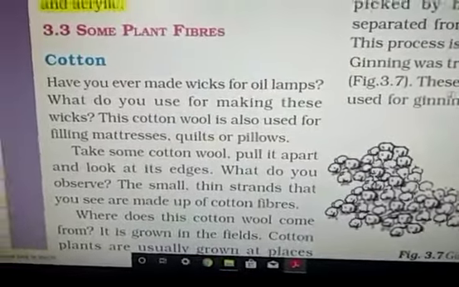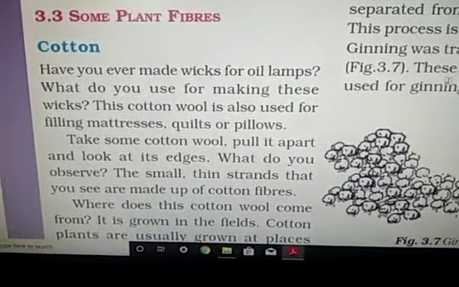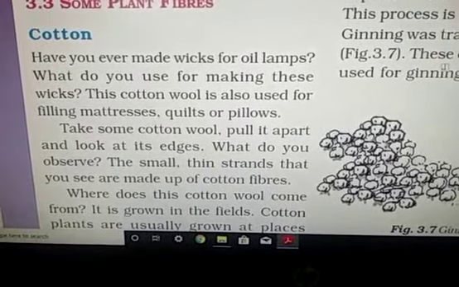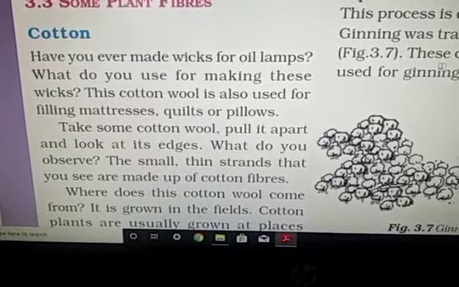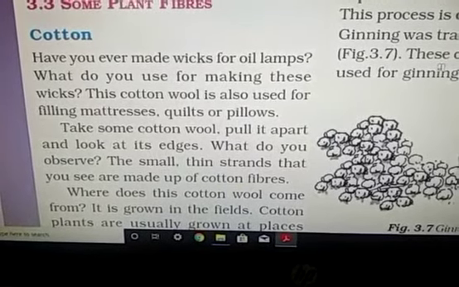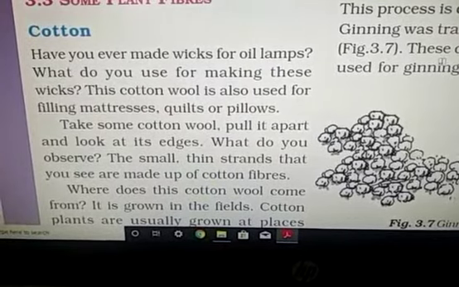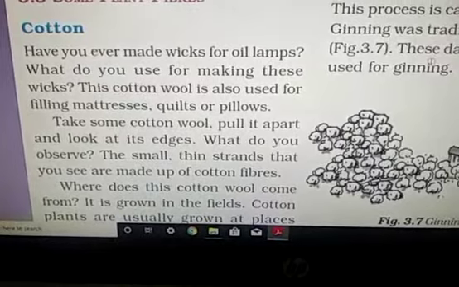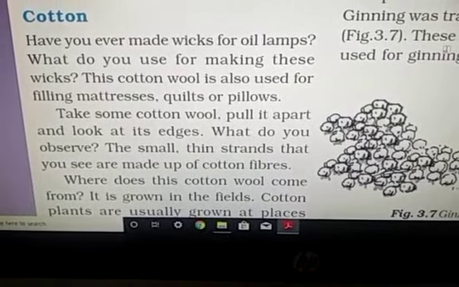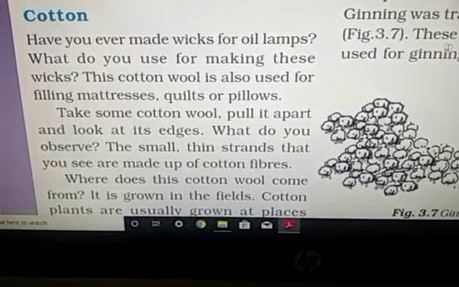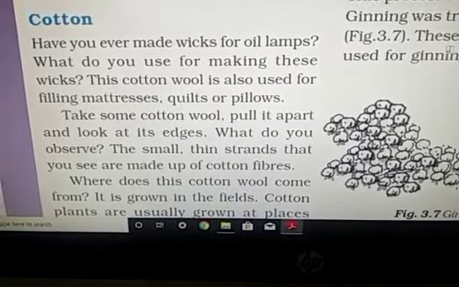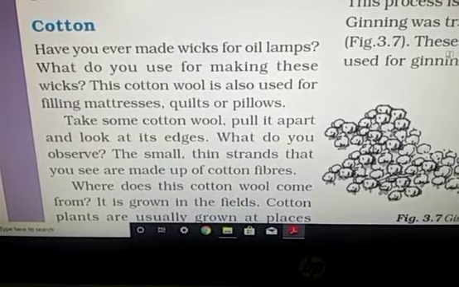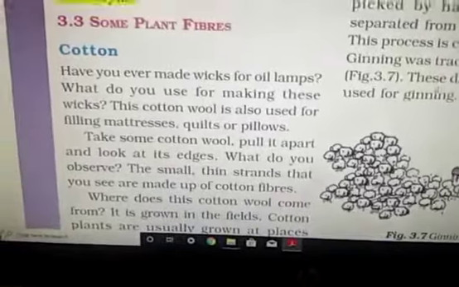Cotton is obtained from the fruit of the cotton plant. This cotton wool is also used for filling mattresses, quilts or pillows, etc. It is not only used to prepare cotton clothes, it is also used to prepare mats, etc. So cotton is very important for our daily life, and it is prepared from the cotton fruit.